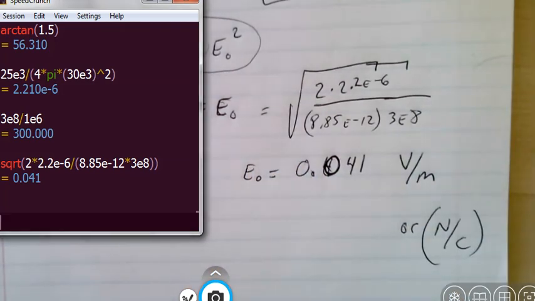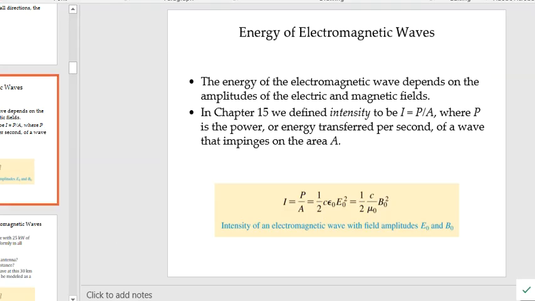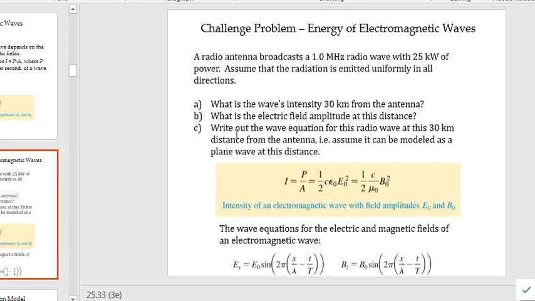Okay, finally, now we're going to bring into play that last part, which is to write out the equation for this radio wave at 30 kilometers distance from the antenna. We're going to assume that at that place it can be modeled as a plane wave at that distance.